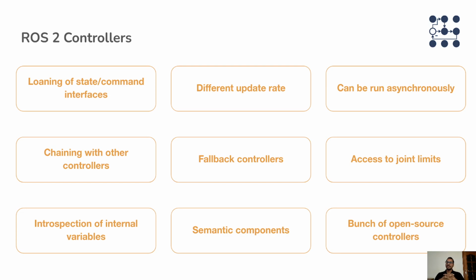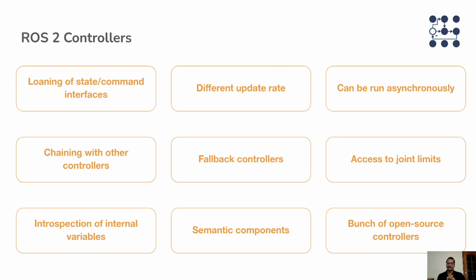Chaining with other controllers. So this is a very interesting concept that's new with ROS 2 control. Basically, the idea is you build one controller, let's say the PID controller, and you can chain it with a joint trajectory controller, which sends the joint commands, and then you do the PID loop, and then you send the current to your actuators. So the idea is to have a more modular way to plug in, plug out the controllers, and so the users will be able to reuse them.